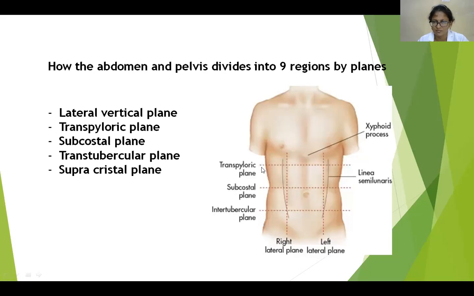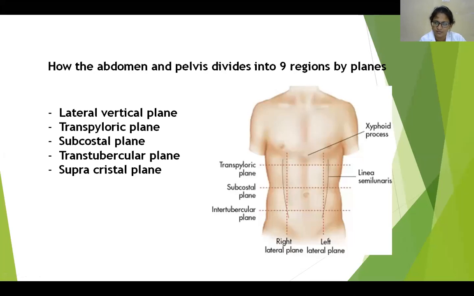What is the importance of the transpyloric plane? Some important structures pass at this level. The pyloric orifice is present at this level, the superior mesenteric artery takes origin at this plane, the fundus of the gallbladder lies at this level, and the hilum of the kidney lies at this level. All these are the important structures which pass through this transpyloric plane.